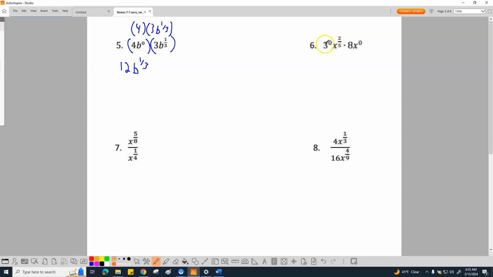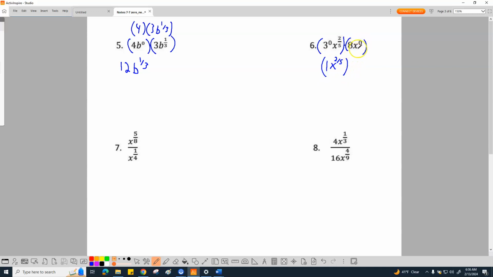All right, let's talk about this one right here. We have 3 to the 0 with x to the 2/5 times 8x to the 0. All right, I think I'm going to solve this by clearing my zeros first. I think this is a kooky enough example that, yeah, I'm going to get rid of my zeros. 3 to the 0, remember, anything raised to the power of 0 is 1. So I'll write the 1 in there, but it's not necessary, but I'll do it so we don't see it disappear and freak out. So that just says a 1 right there.